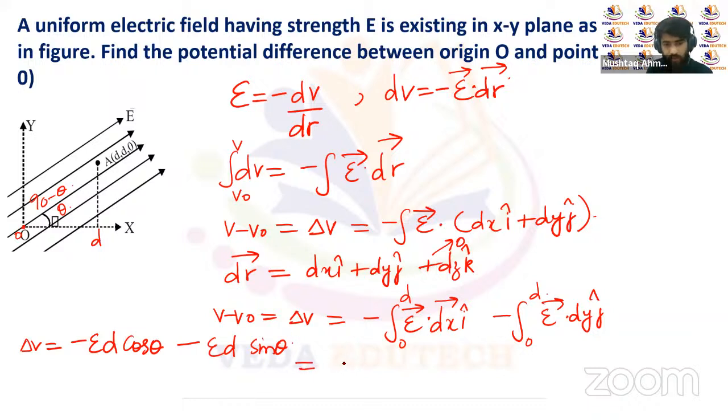So the final answer we get here is minus Ed times cos theta plus sine theta. So this will be the potential difference between the 2 points O and A.